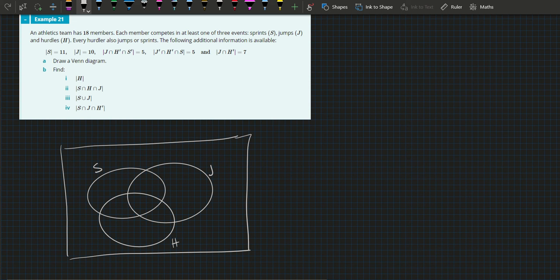And so what was I saying before? Every member competes in at least one of the 3 events. Every hurdler also jumps. Oh, they either jump or sprint. It's not both. Okay, so that also means that this space here will be empty. But that's another story. Okay, so S in total is going to be 11. That's not going to help me at the moment. And J in total will be 10.